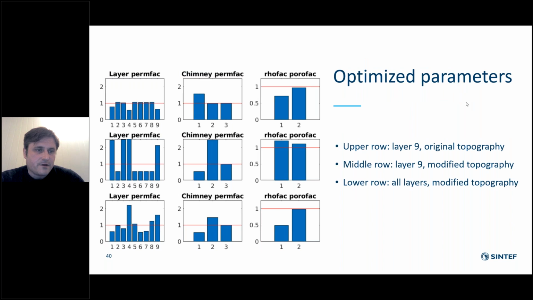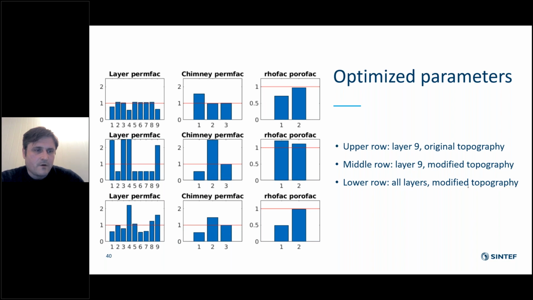So all these plots show the relative adjustments of parameters, where one refers to the baseline value. The left column shows the adjusted permeabilities for each of the 9 sandstone layers. The middle column shows the adjusted permeabilities for the chimneys, where the main big chimney is the one on the left. And the right column shows the adjustment of density of CO2 and the porosity of sandstone throughout the model. And each row corresponds to a particular optimization, as mentioned in the bullet points on the right.